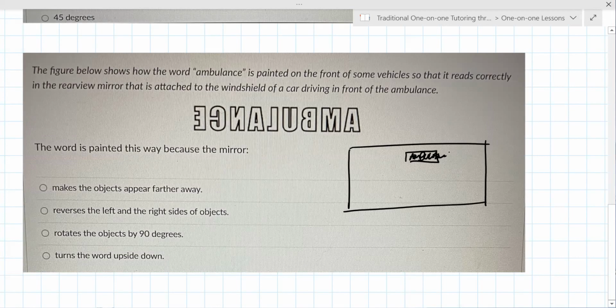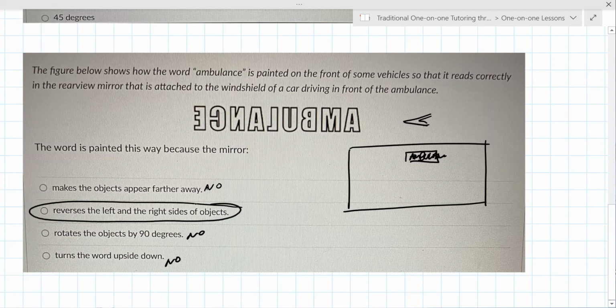So why does it do that? Makes the objects appear farther away? No. Rotates the objects by 90 degrees? If it were to rotate this by 90 degrees, it would rotate like that. So that's a no. Turns the word upside down? That would flip it. So I guess it's this. Although that doesn't really read right to me, that's probably the best answer.